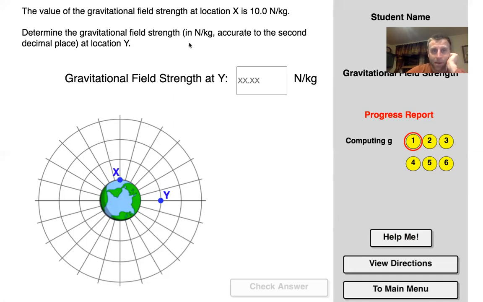Determine the field strength at Y. It's getting twice as far away. That's the key. So basically when you get twice as far away from the center, your gravitational field will get 4 times less, or divide by 4. So I need to do 10 divided by 4. 10 divided by 4 is 2.50. It does say give it to the nearest 2 decimal places.